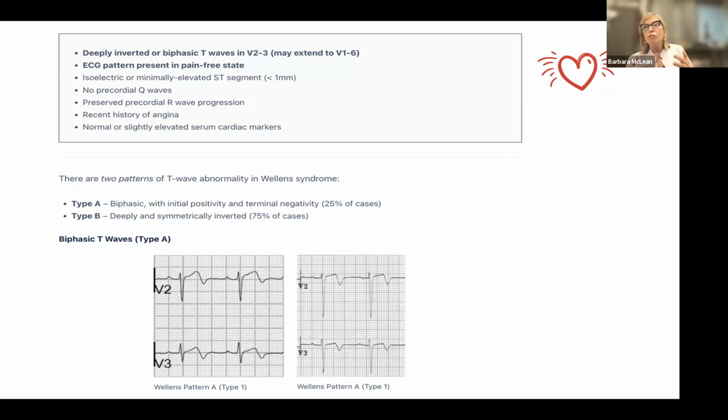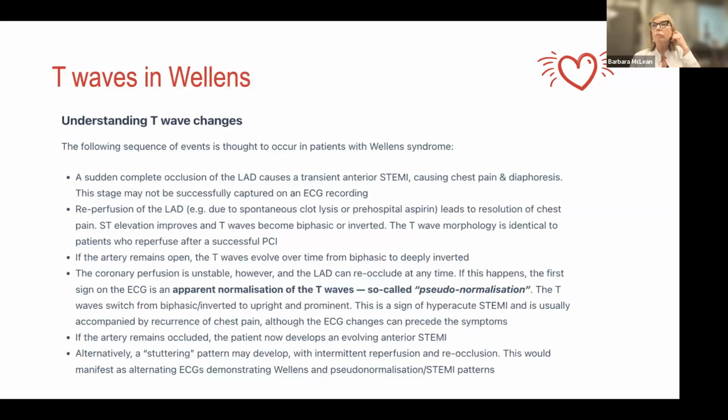He's having this intermittent disruption, okay? And I loved this understanding of the T wave changes. This is what is thought to occur, okay? So you have a sudden complete occlusion of the LAD while you're having pain.